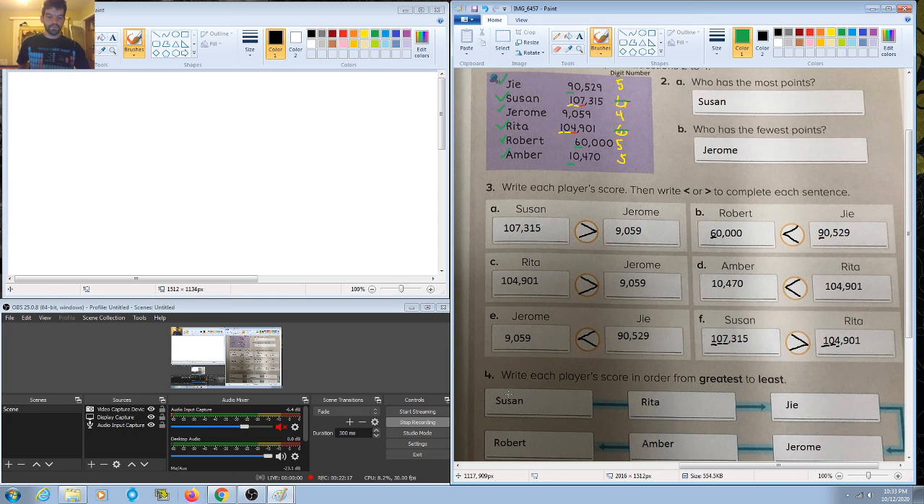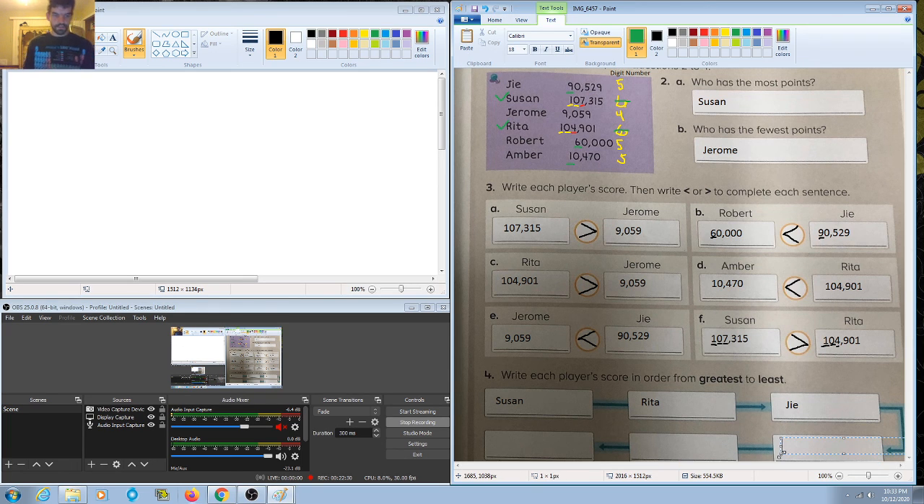So we have Susan with the highest, then Rita, G, Robert. Oops, I put these in the wrong order. Sorry about that, guys. It's supposed to go in this direction. So G, and then Robert, and then Amber and Jerome.